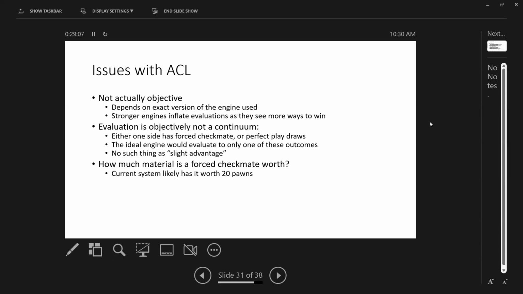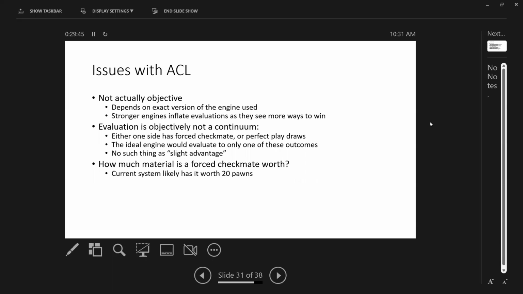Another issue is that just from a purist kind of standpoint, evaluation is objectively not a continuum. Given any position, one of 3 things must be true. Either you can force a win, that is, you can force checkmate in a finite number of moves, or your opponent can force a win against you, or the game draws with perfect play. So if you imagine an infinitely powerful chess engine that can see through all possible moves in the game, then the evaluation it's going to give is only going to be one of these 3 forms. And there is no such thing as a slight advantage objectively.